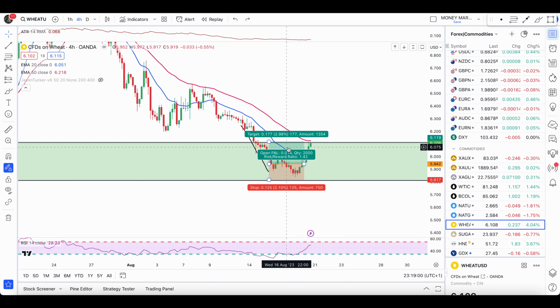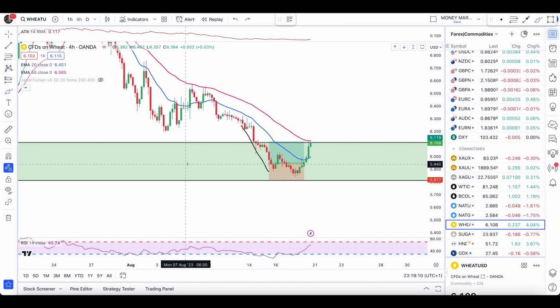So that is how we enter the trade with conditions, and that is how you can make money in the financial market, just by being patient and disciplined, not just by looking at the zone and starting to buy without any sort of conditions. So let's look at the next one.